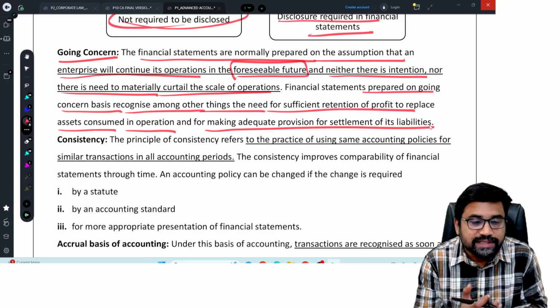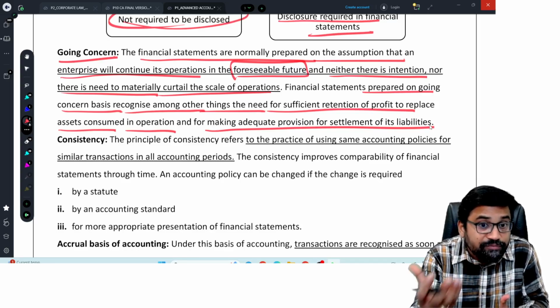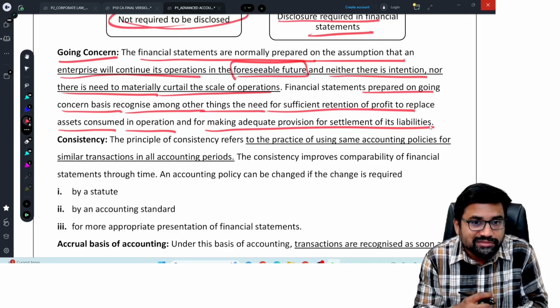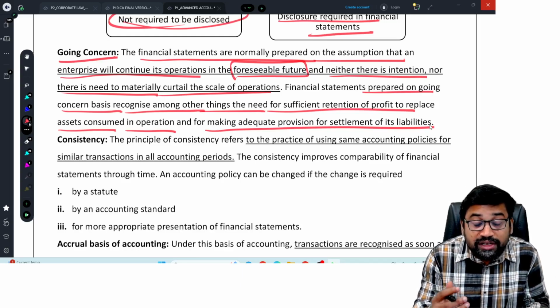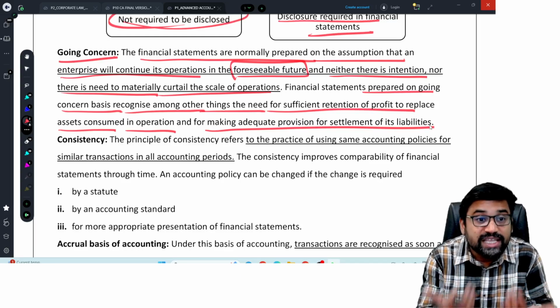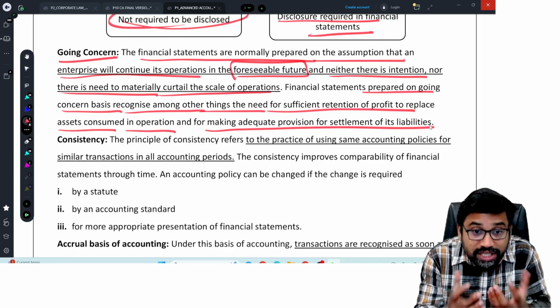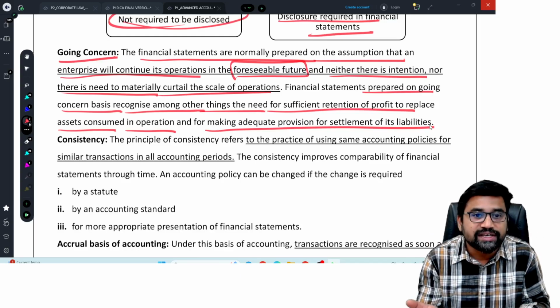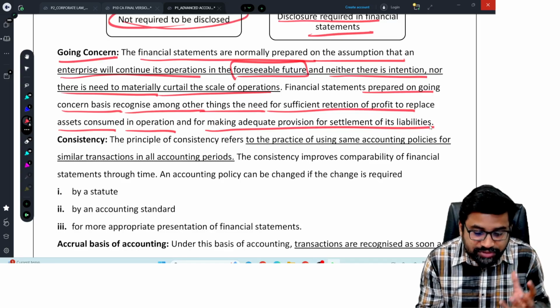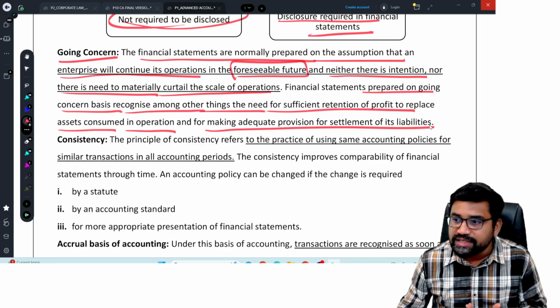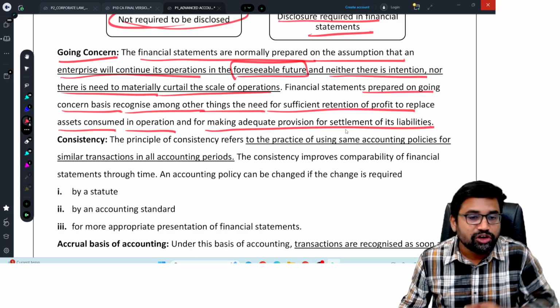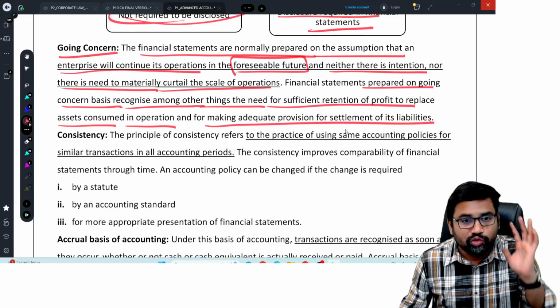Second thing is liabilities. To anticipate the future liabilities, we should create a provision, setting aside funds for replacing the assets. To do these things, the going concern assumption should hold good. So that's why we are asking whether you followed the going concern assumption in the preparation of financial statements. If you have not told anything, then we assume that you followed it.